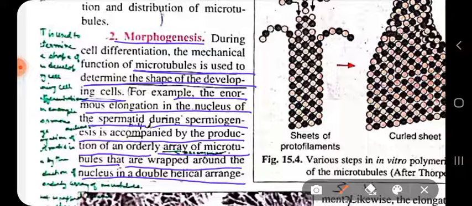So microtubules help to determine the shape of a developing cell during cell differentiation. Like I have said, during spermatogenesis, the enormous nucleus elongation is observed in the sperm, and it occurs due to the orderly arrangement of the microtubules that wrap around the nucleus in a double helical arrangement.